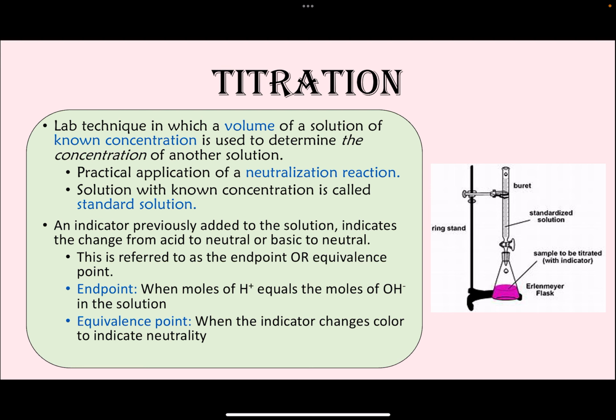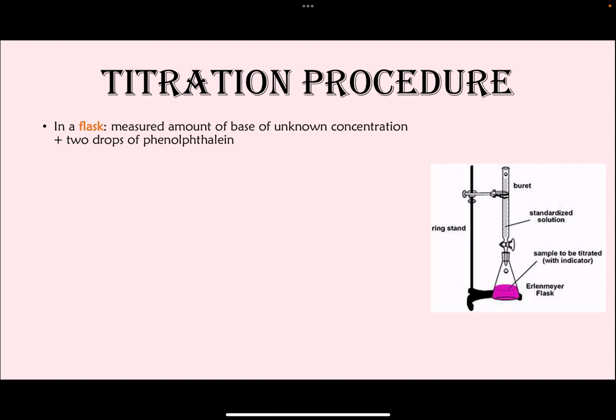So this is where we see the color change, and this is where the color indicates that we have now reached neutrality and that we have a neutral solution or equal amounts of acids and base in our solution. So very quick review of how titration works. So in our flask, we put the substance with the unknown concentration, and then we put a few drops of the indicator. The most common indicator that we use for titration is phenolphthalein, so about 2 to 3 drops of that.